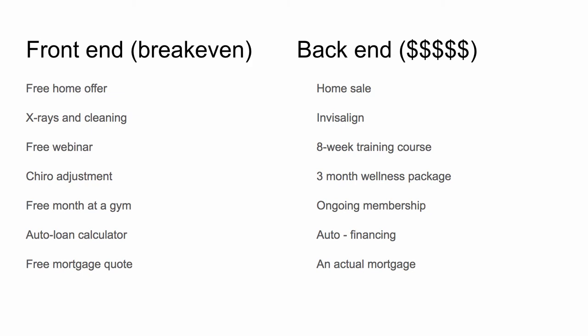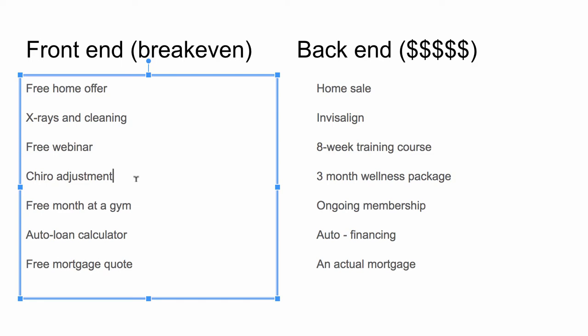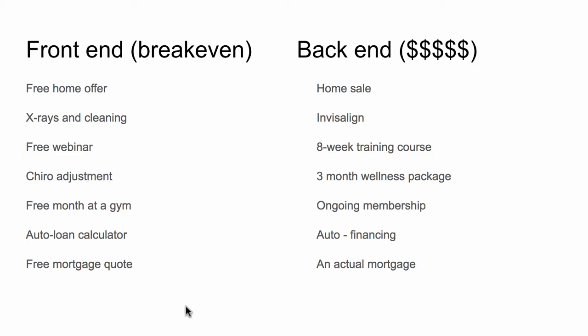The front-end offer could be something like a free home offer, x-rays and cleaning, a free webinar, a chiropractic adjustment, a free month at a gym, auto loan calculator, free mortgage quote. Now, if you look at these offers, they're not money-making offers. So let's say we offer a free chiropractic adjustment. Your chiropractor is going to be losing money on that, right? But the goal of the front end is not to make money. The goal of the back end is.